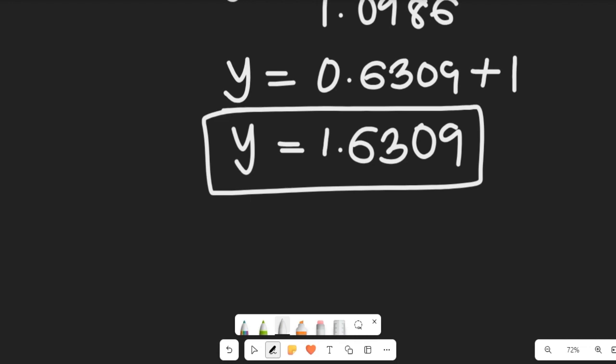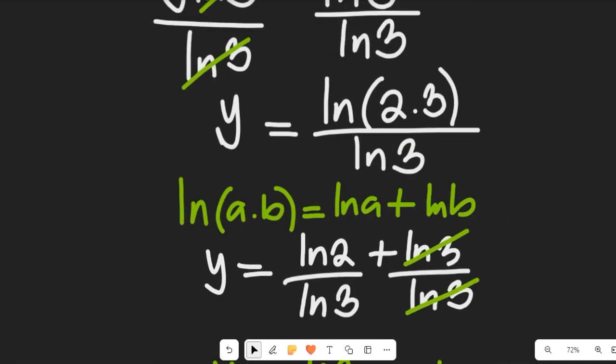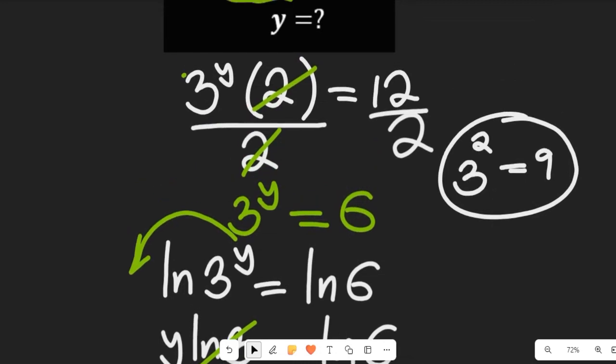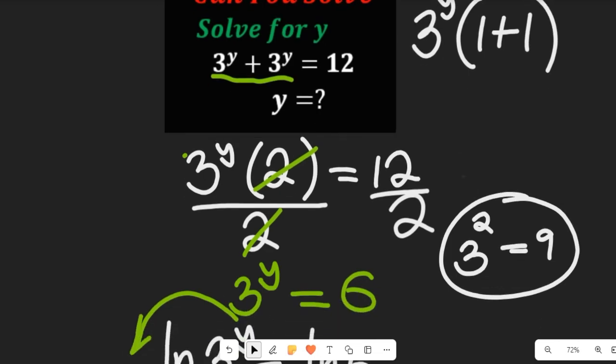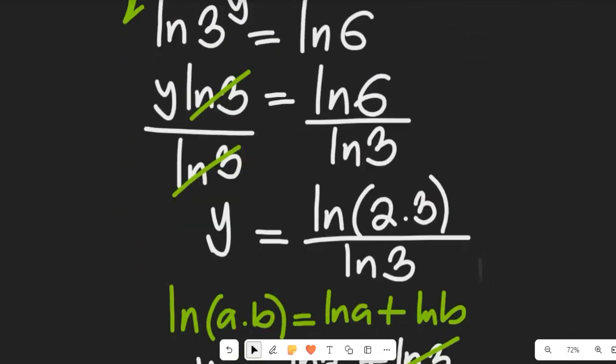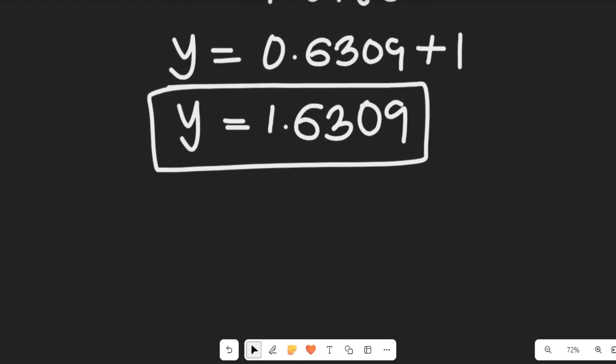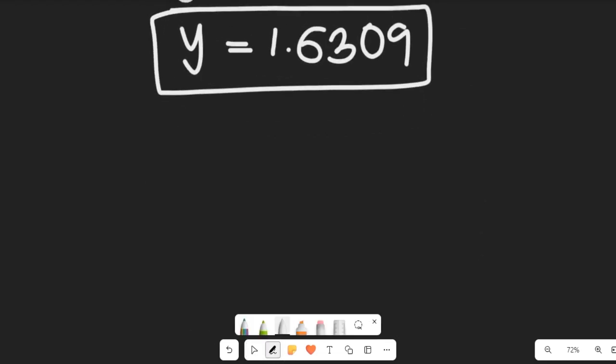So we can simply check to see if this solution is absolutely right. What we are going to do is to insert the value of y equal to 1.6309 into the original equation and see if the result is going to give us 12. Let's try to see if that will give us 12. Now let's see. We have the original equation as 3 to the power of y plus 3 to the power of y. Will it give us 12?